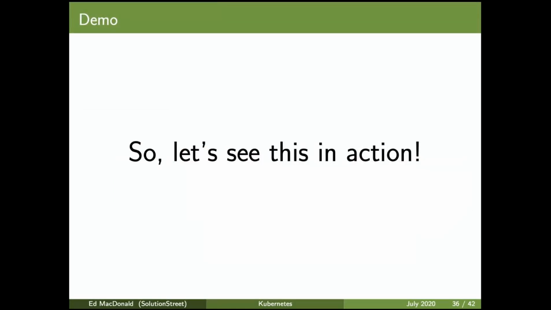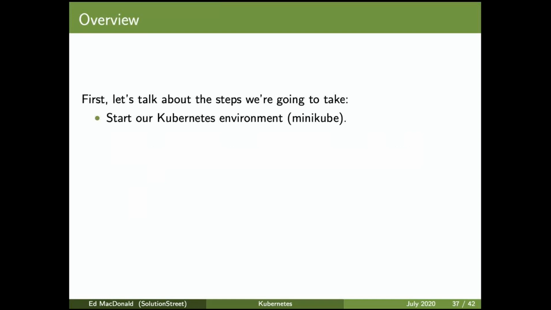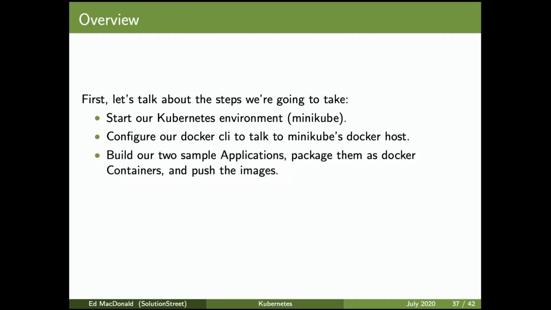Okay, finally, it's time for the demo. So let's talk about what we're going to do. And full disclosure, I've already done this in the essence of time, so this slide is written in the present tense, but most of this is past tense because this is already up and running. So I've already started our Kubernetes environment, Minikube. I've configured the Docker CLI to talk, CLI is command line interface, I don't know if that's a common abbreviation, I've configured the Docker CLI to talk to Minikube's Docker host.